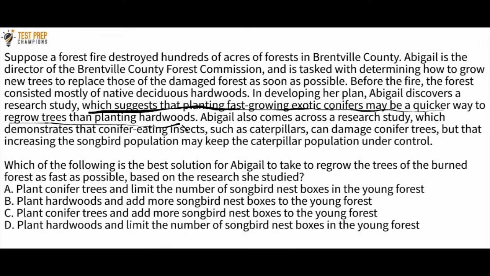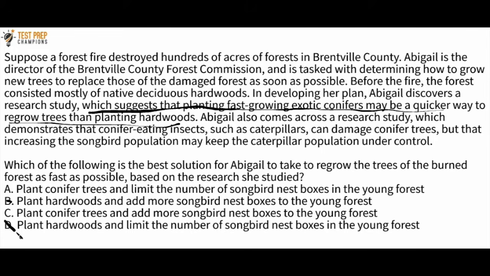Assuming that cost is not an issue here, and assuming that we don't care if people are going to complain that the forest has been regrown with a different type of tree, if we're just looking at speed here, and we have research that suggests that planting the conifers is probably going to be faster, then she's going to want to go with the conifers over the hardwoods. So B and D we can rule out.